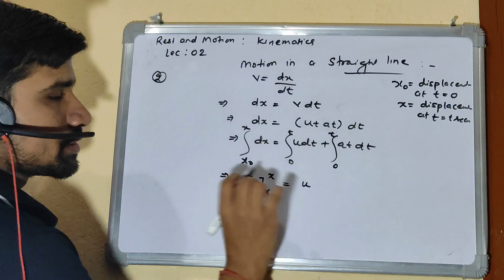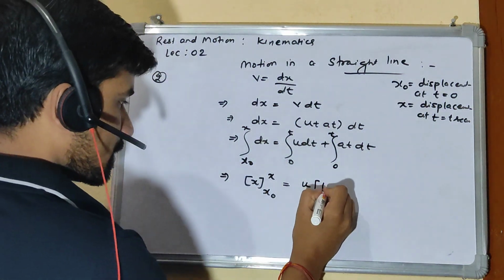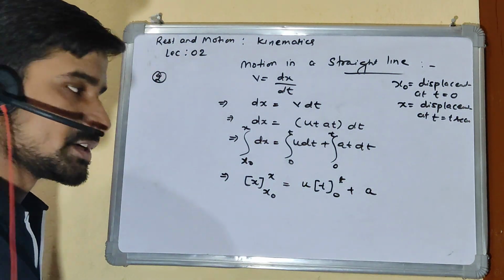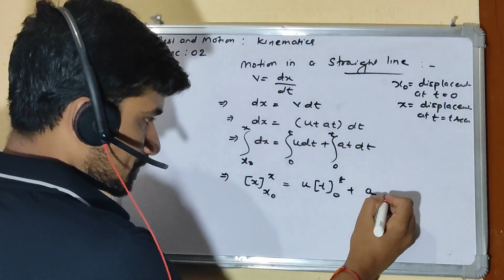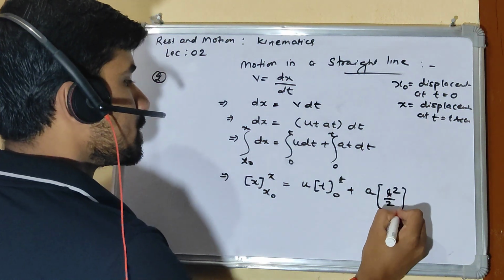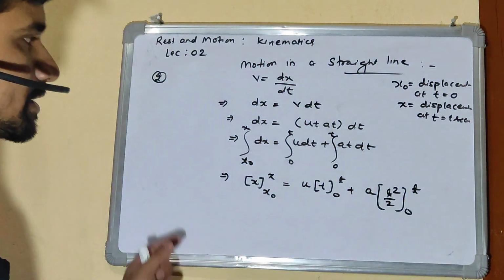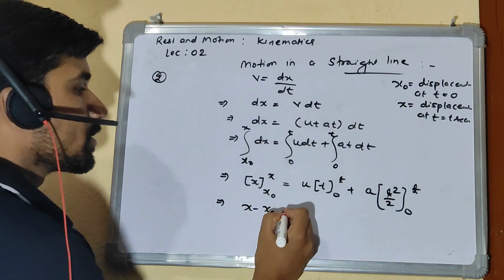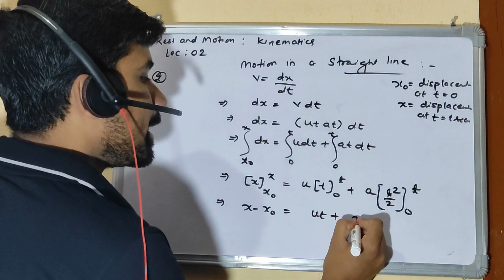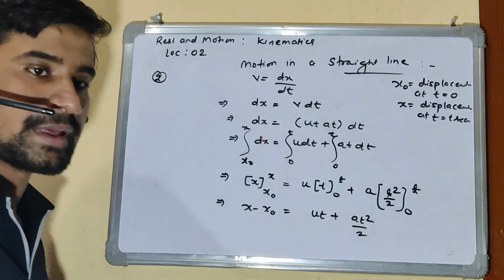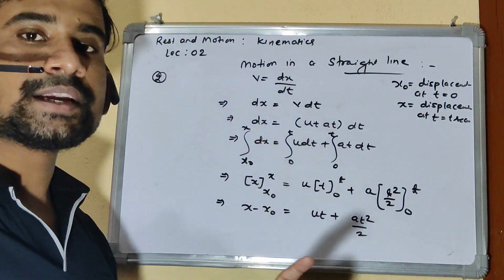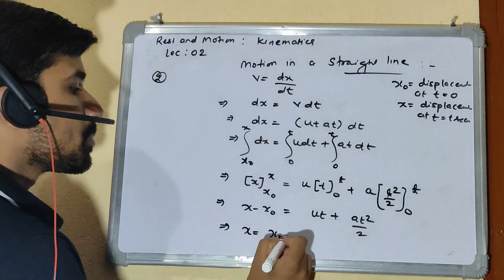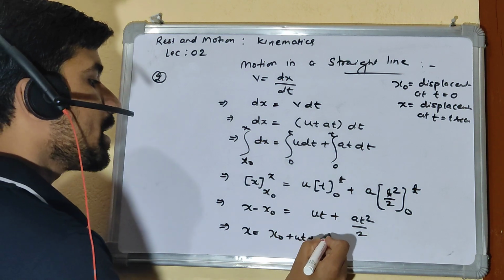u is my initial velocity, it will come out as constant. Integration of dt is t. a is my acceleration, again constant, it will come out. Integration of t dt is t square by 2, from 0 to t. Now let's put up the values. So this becomes x minus x naught equal to ut plus at square by 2. Now if I find x from here, x becomes x naught plus ut plus at square by 2.